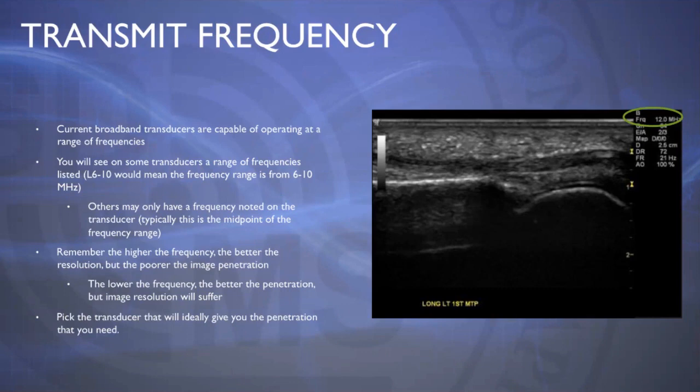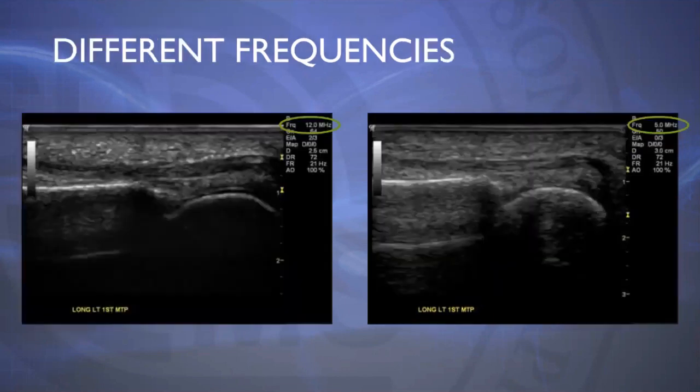This image here on the right-hand side is showing you the long left first metatarsophalangeal joint, and the tendon that's going along the top of it is the flexor hallucis longus. This is showing our frequency range at 12 megahertz, which is the most optimal for this type of imaging study. But as we know, we can use different frequencies. So we're using 12 here on the left side of the image, and now we bumped it down to 5. And you can see that our image resolution has gone down a little bit by lowering our frequency.